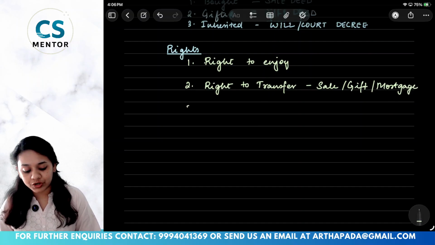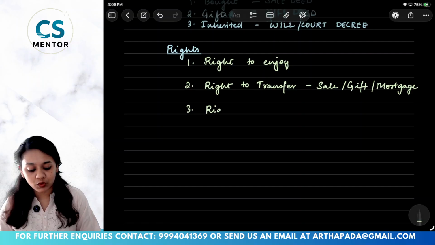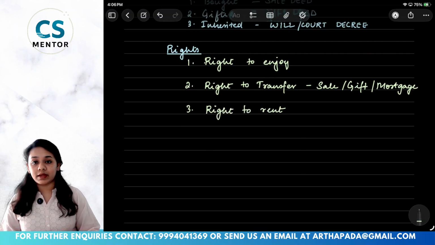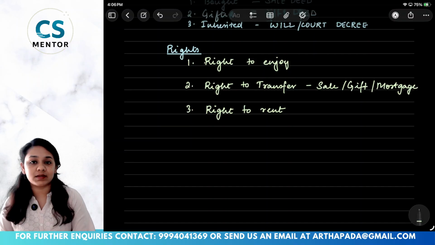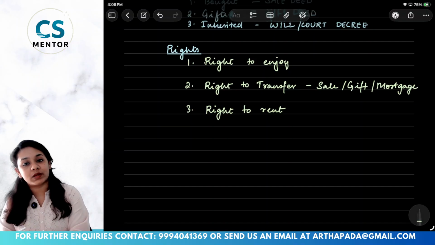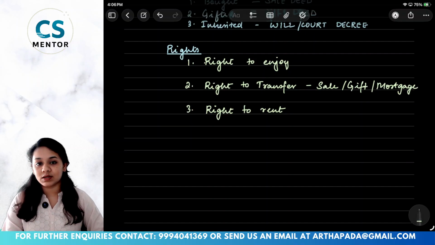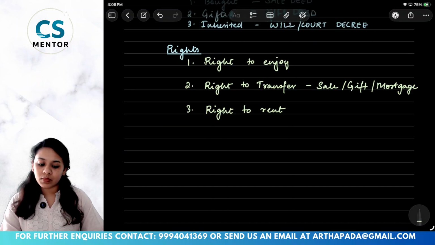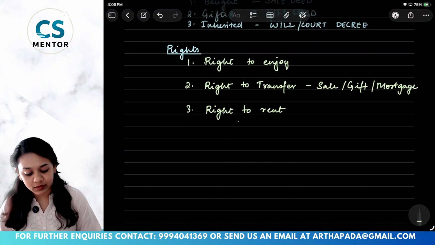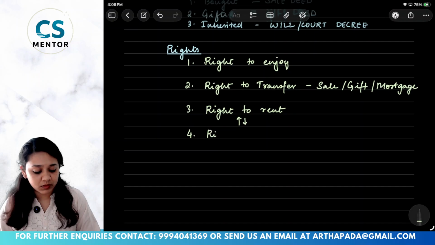Now, you don't want to transfer it. If you only want to rent it out, go ahead and rent. The right to provide your property as a rental premises to someone else for a fixed income is also your right. Now, if you have the right to rent, then it goes hand in hand with a particular right. That is the right to re-enter your property.